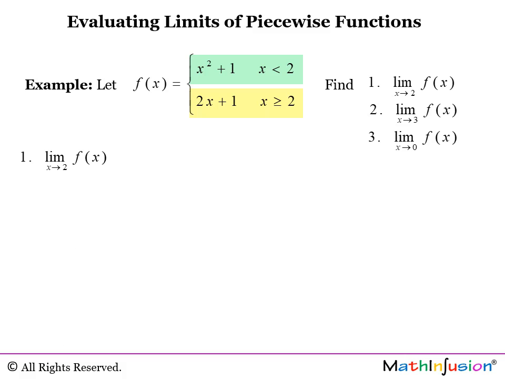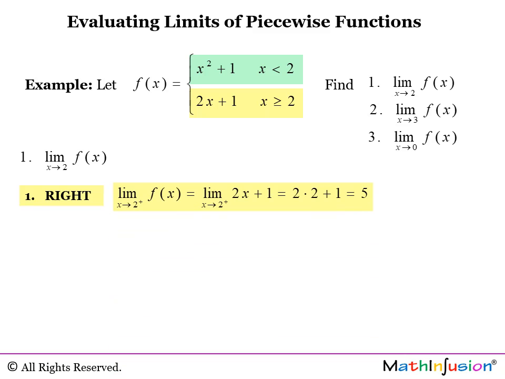To find out if this limit exists, first of all, we have to apply the 1, 2, 3 theorem. 1: the limit from the right. Because we are looking at the limit when x approaches 2, the limit from the right means the limit of the function when x approaches 2 from the right. We have to use the branch at which the function is 2x plus 1, because x is a little bit more than 2.